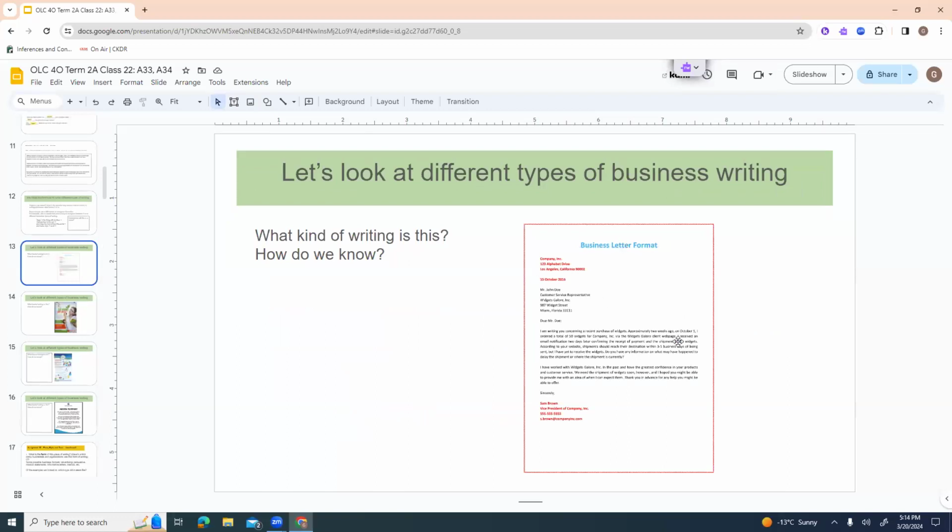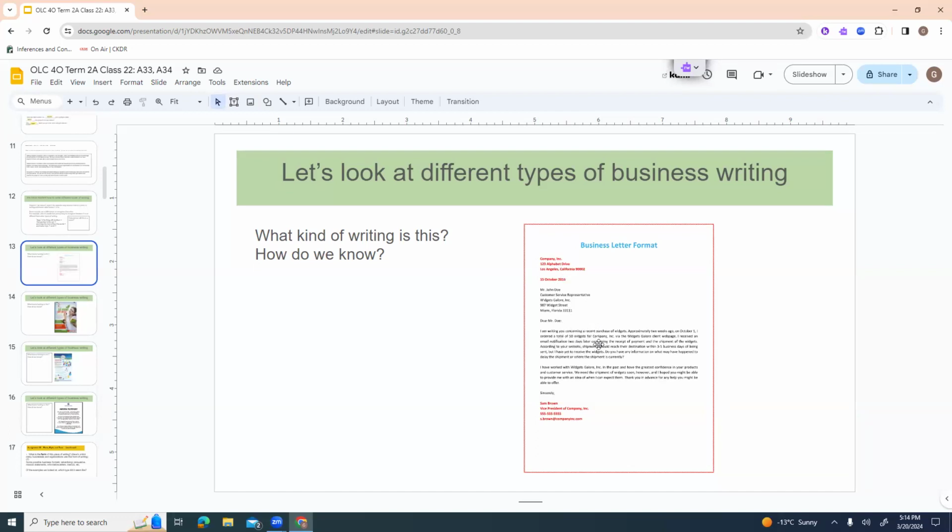So here we're looking at this, and it's very obviously a letter, and it says business letter, but how do we know if it didn't say it up there? How would we know it was a letter? Well, we would look at the format. Up here, we've got an address, and then a receiving address, and then a greeting, Dear Mr. Doe. Right away, that would tell you it was a letter, even if nothing else was there.